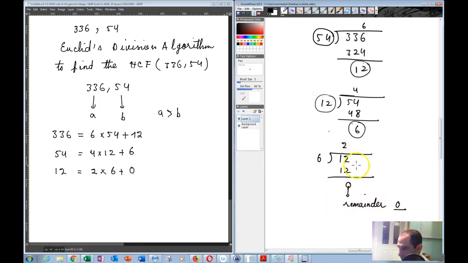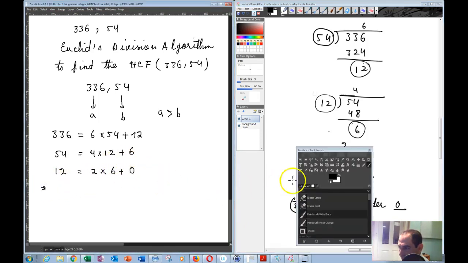And now that the remainder is 0, at this stage the divisor is your HCF, the HCF of the two numbers you started with, 336 and 54. So 6 is basically your HCF. That means the HCF of 336 and 54 is equal to 6.